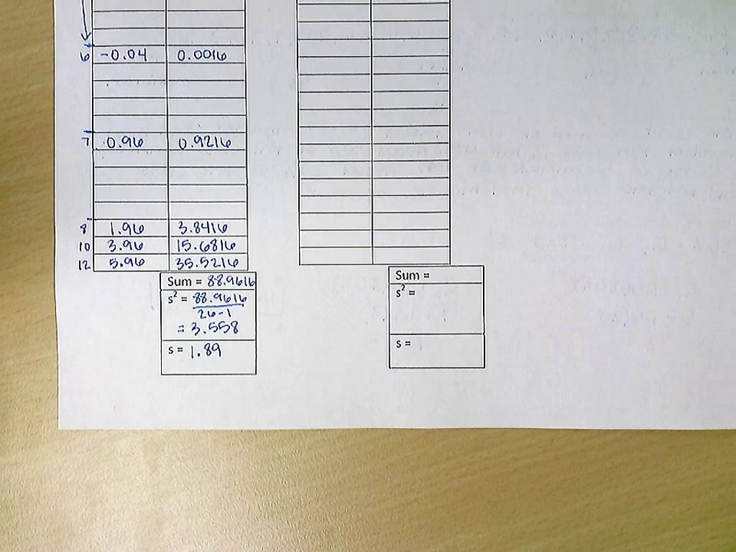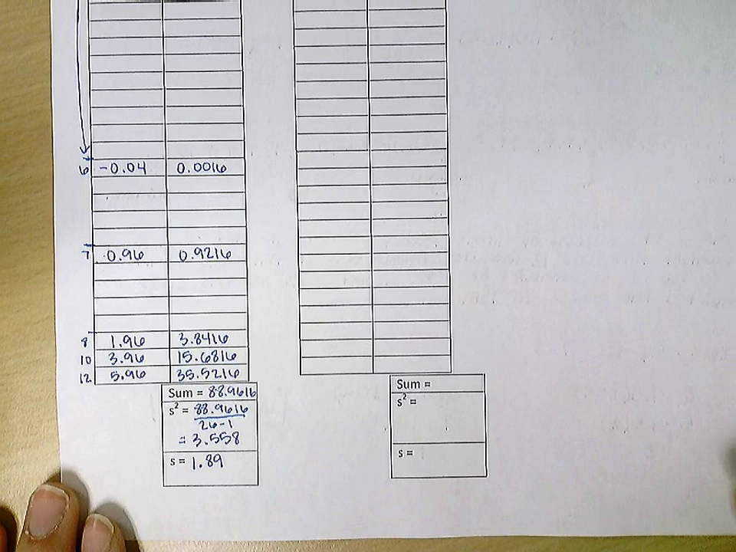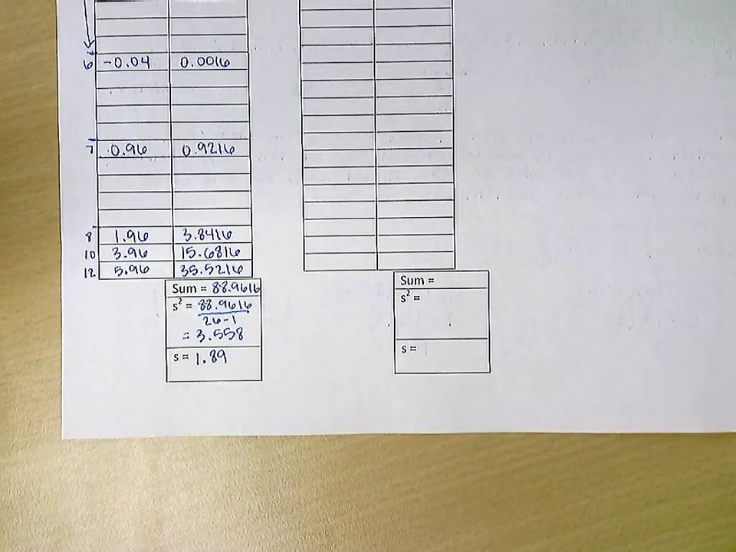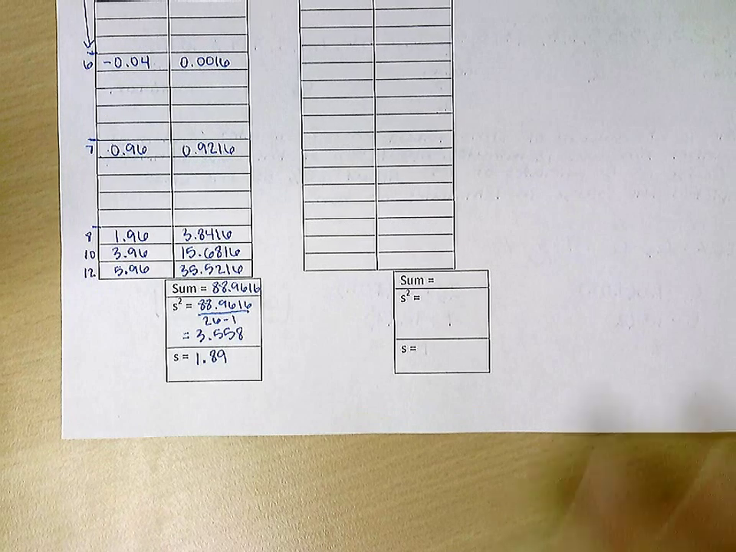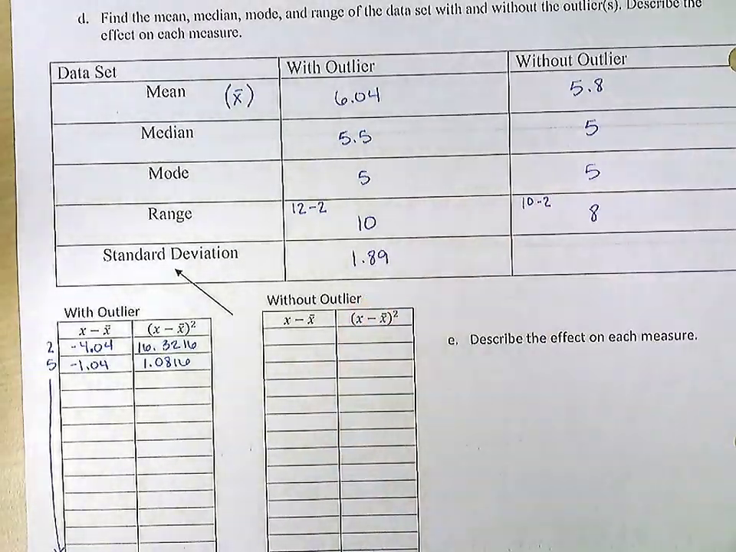Good job, team. So my standard deviation then is 1.89, and I can write that with the outlier in that chart up above. So under with outlier, this is 1.89.